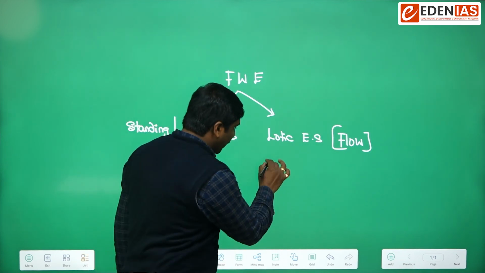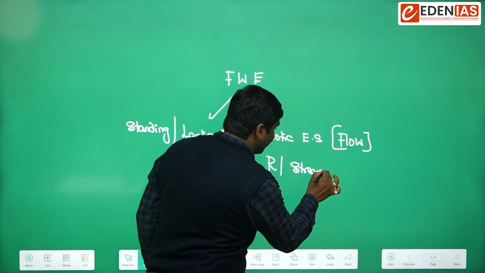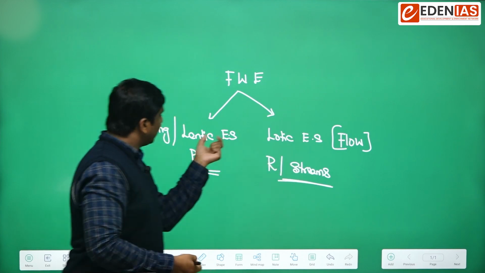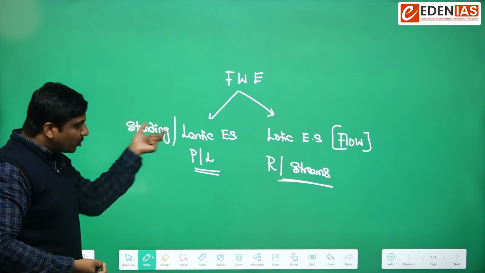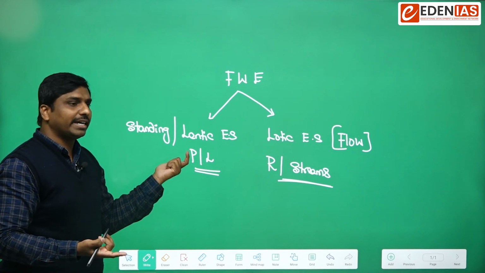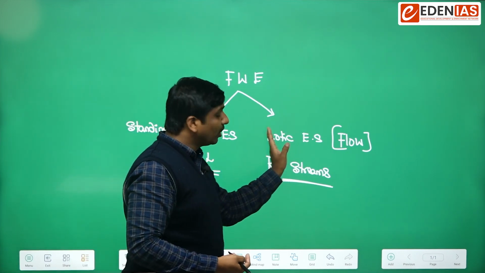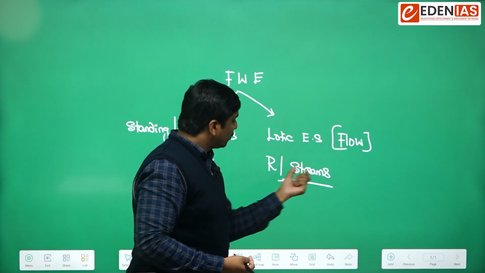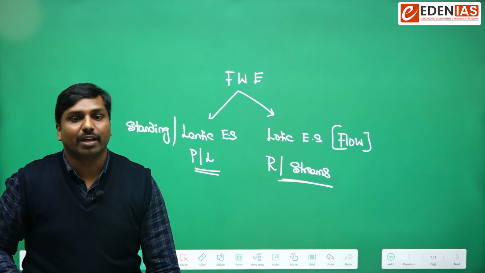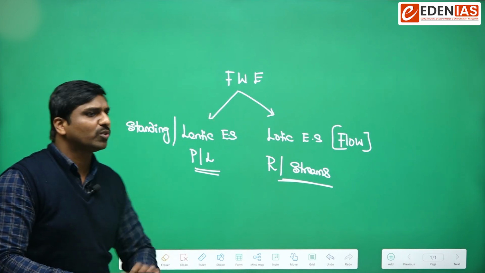Now, can you give examples for lotic ecosystems? Good. Rivers and streams, they would be examples. You have to remember likewise. Lentic means standing water: ponds, lakes, stagnant water. Lotic means flowing: rivers, streams. So these are the two types of freshwater ecosystems that we can have.